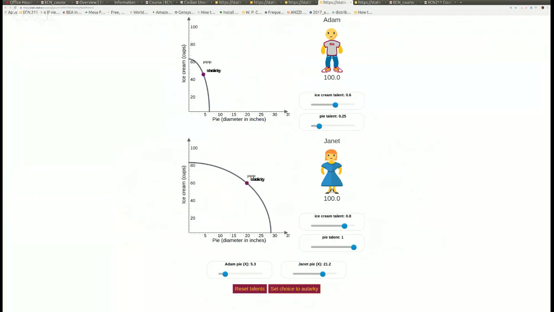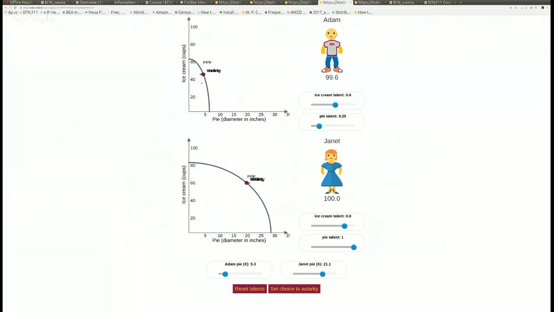So the way to think about this example is: if Adam and Janet work together and then share, or think of it as trading, the pies and the ice cream that they make, can they be better off? And the answer to that is yes. And so we could move. You see, the essential thing is this.